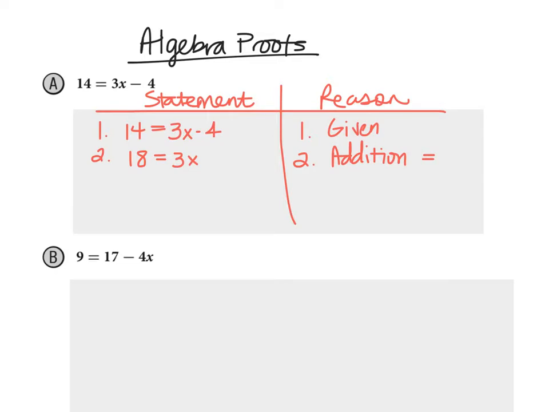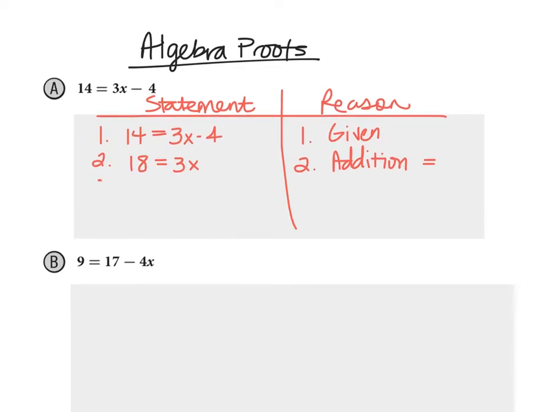All right, and then the next step, I think you all would agree, is we need to divide to get x by itself. So to do that, I'm just going to get 6 equals x. That's what would happen if I divided. So my final statement is going to just be the division property of equality.